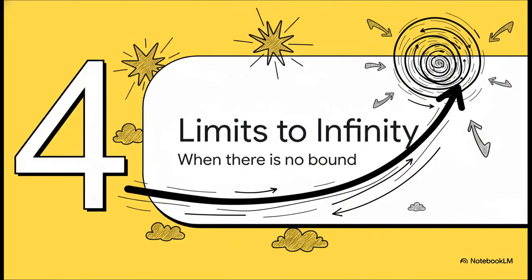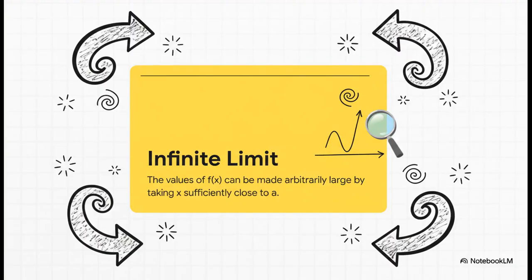All right, so far our functions have always been approaching some specific number. But what happens when a function doesn't settle down at all? What if instead it just keeps growing and growing forever? This is what we call an infinite limit. And be careful here, it's not saying the limit is infinity. Infinity isn't a number you can actually reach. No, this is just our way of describing a function that just shoots up toward positive or negative infinity, growing without any bound as it gets closer and closer to a certain x value.